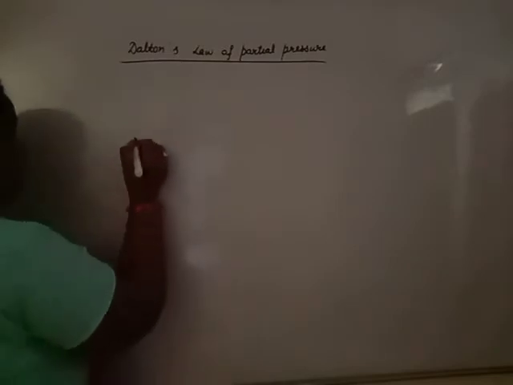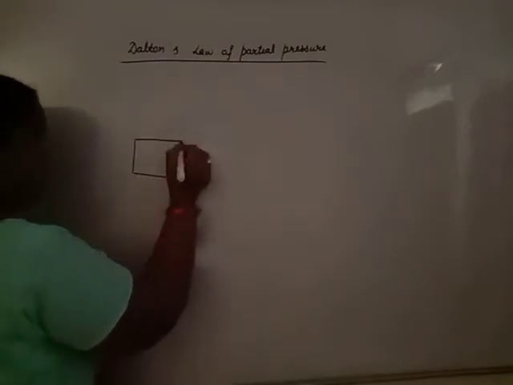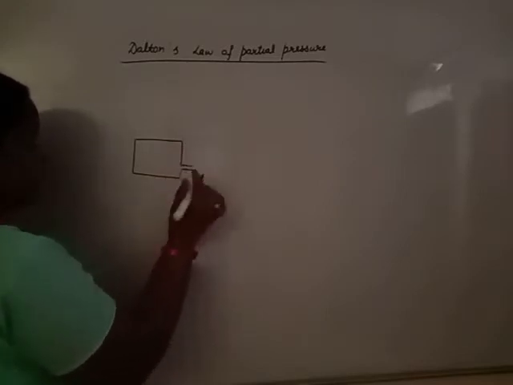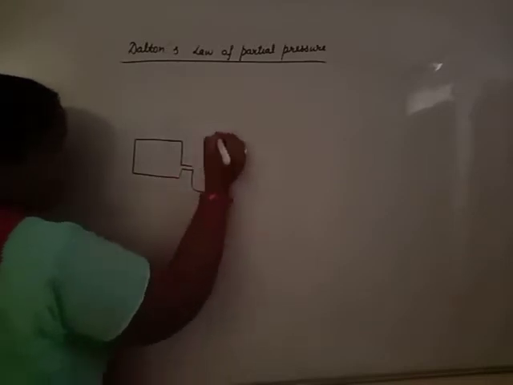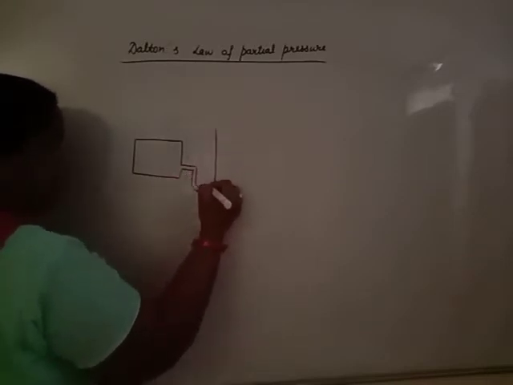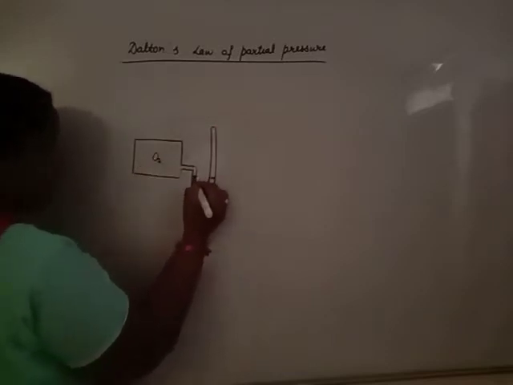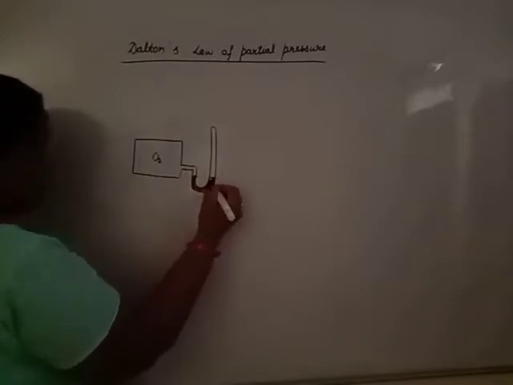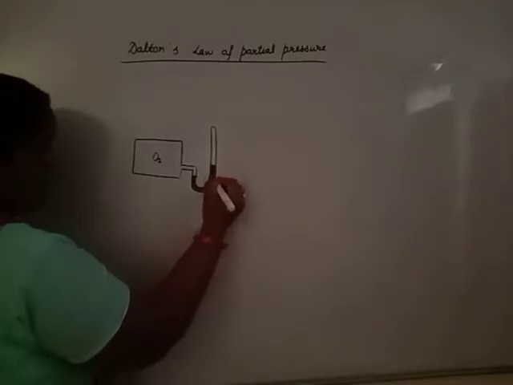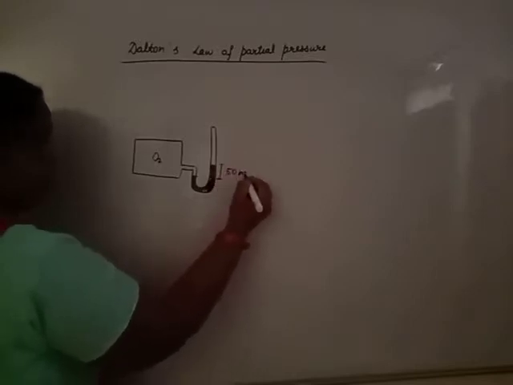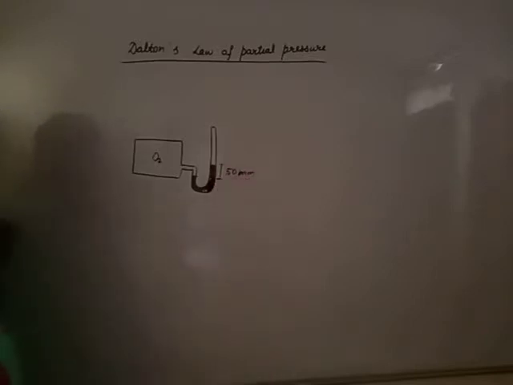Suppose we have a container filled with oxygen, having some pressure. This is the partial pressure of oxygen, because there is pure oxygen. It is the pressure of oxygen. Suppose it is 50 mm of Hg. We write mm of Hg because we measure with the help of mercury.